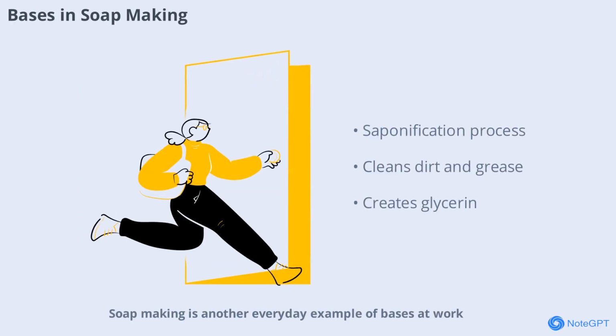Soap making is another everyday example of bases at work. Traditional soap is made by reacting fats or oils with a strong base like sodium hydroxide. This process, called saponification, creates soap and glycerin. The base helps break down the fats, turning them into a substance that can clean away dirt and grease. It's a great example of chemistry making our lives cleaner and easier.